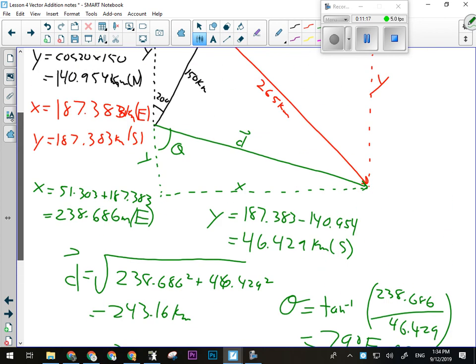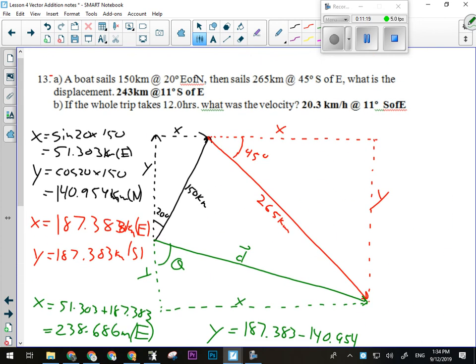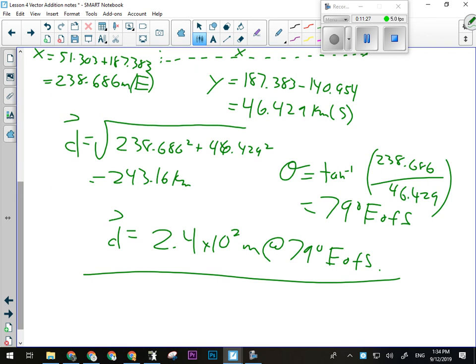And the second part is actually mathematically very easy. It says if the whole trip takes 12 hours, what was the velocity? All right, how do I calculate velocity? Not distance, but displacement. Did I just calculate that? And they told me the time, right?